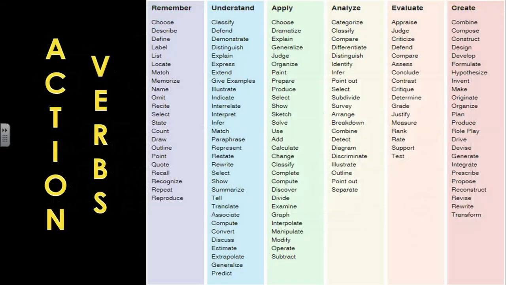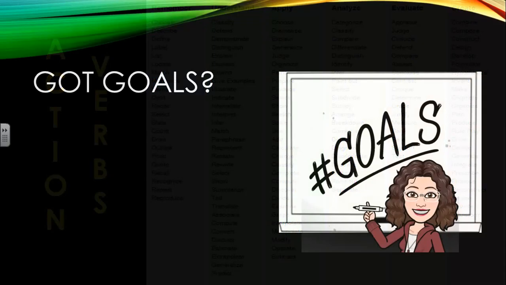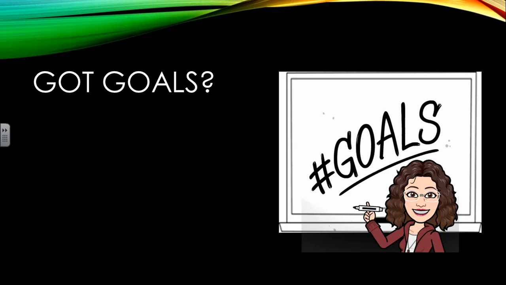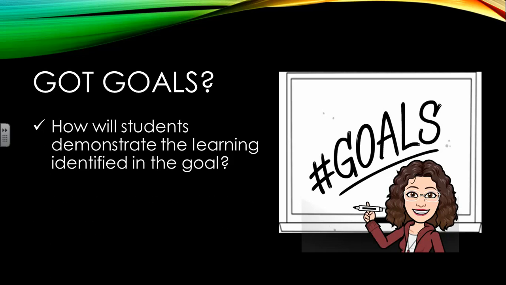Also important is when we're writing learning goals, we want to use action verbs. Things like students will describe, students will illustrate, students will generalize, students will compose. So here's a list of action verbs that's helpful when you're writing your learning goals. I've also included a PDF copy of this that's available on the slide after this video. Also important is how will students demonstrate the learning that's identified in the goal. The action verbs that you use to write the goal determine how students will demonstrate that learning.